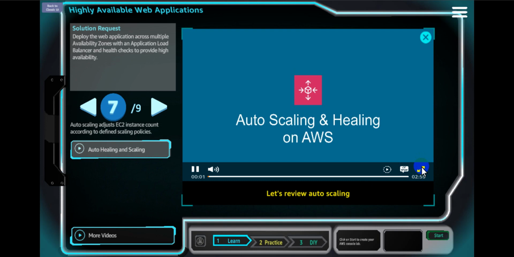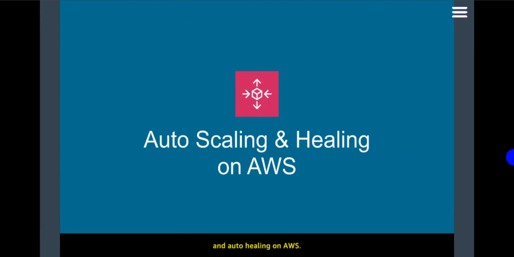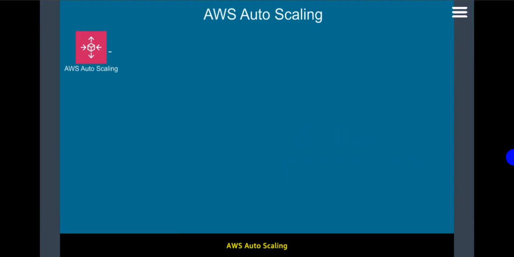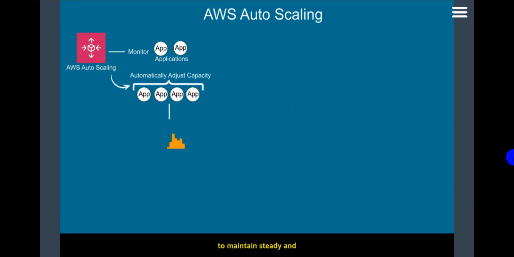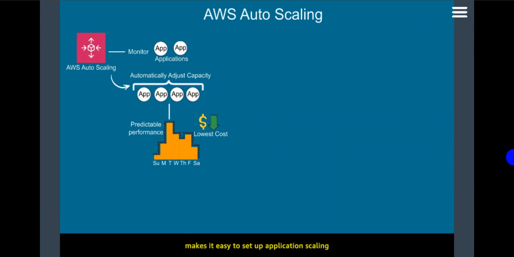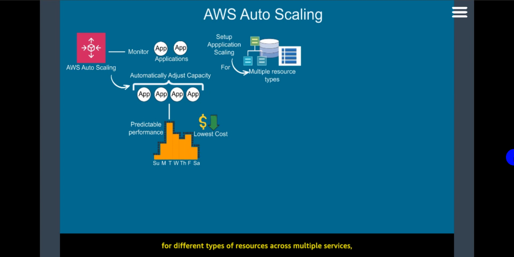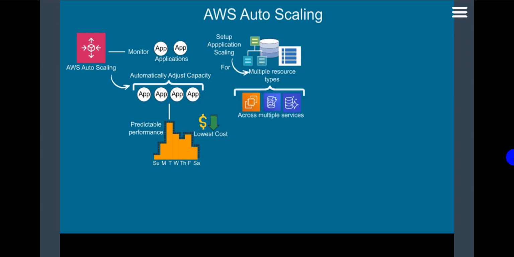Let's review auto-scaling and auto-healing on AWS. AWS auto-scaling monitors your applications and automatically adjusts capacity to maintain steady and predictable performance at the lowest possible cost. AWS auto-scaling makes it easy to set up application scaling for different types of resources across multiple services. And you can configure this in minutes.